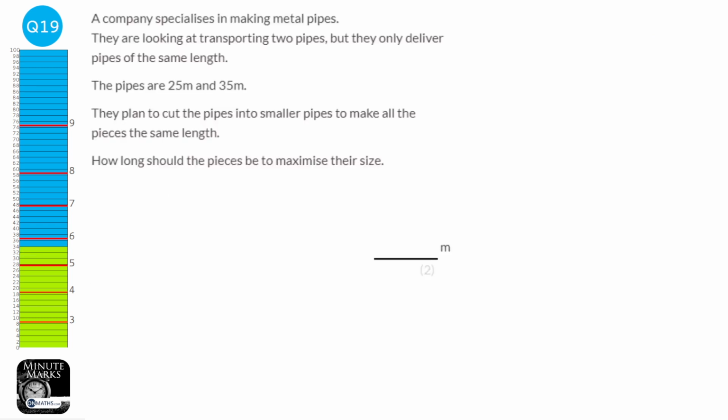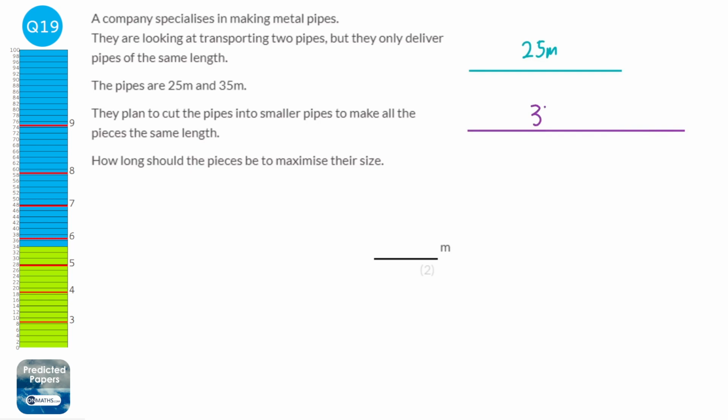So if we imagine we've got the 25 meter pipe here, and we've got the 35 meter pipe here. The question's basically asking us, what can we cut all these pipes into, and they all have to be the same length, that will fit with the 25 meter and the 35 meter. Essentially, what this question is asking is, what is the highest common factor of 25 and 35?